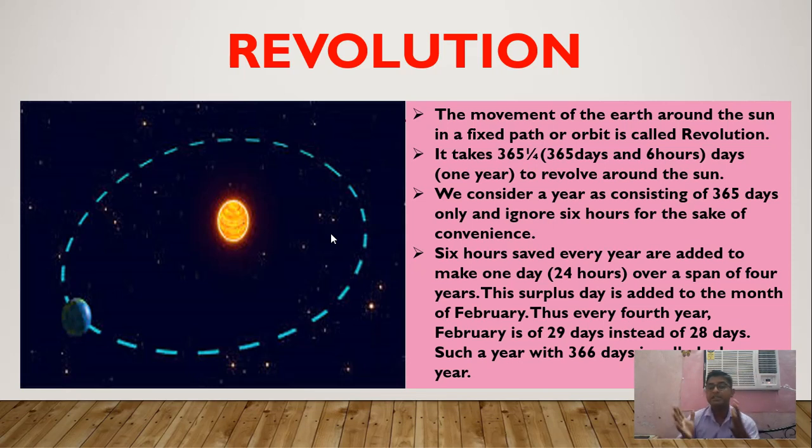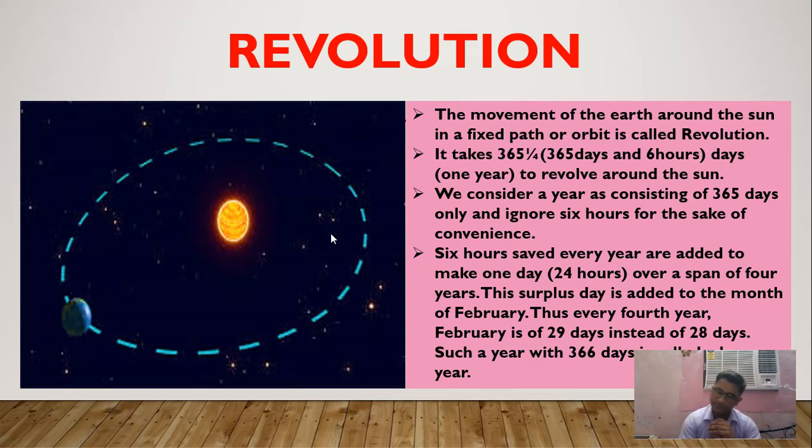The 6 hours saved every year are added to make one day, meaning 24 hours. See, every year 6 hours are adding. The first year 6 hours, second year 12 hours, third year 18 hours and fourth year 24 hours. 24 hours means one day. Then after every fourth year, one day is added into the year.